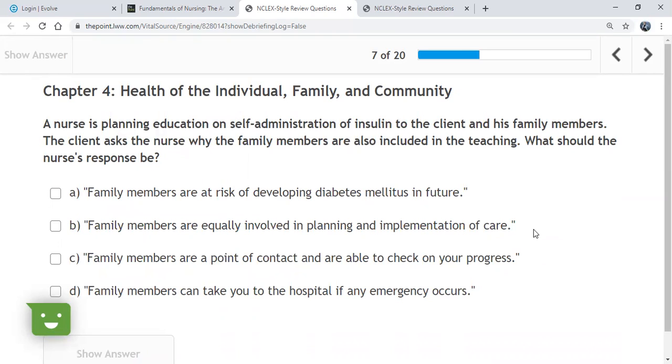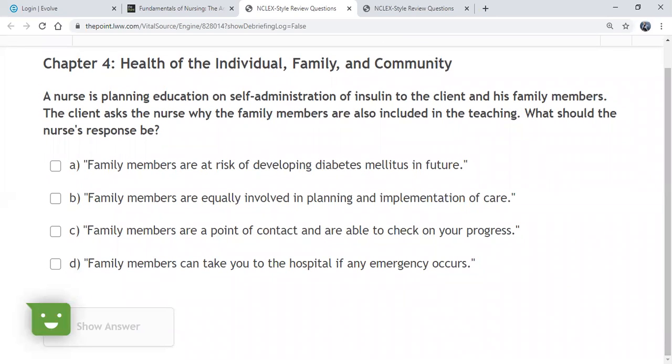The nurse is planning education on self-administration of insulin to the client and his family members. The client asks the nurse why the family members are also included in teaching. What should be the nurse's response? B. Okay, why B? Because the family members get involved too. Sometimes you need their help to help push the other person to do right.